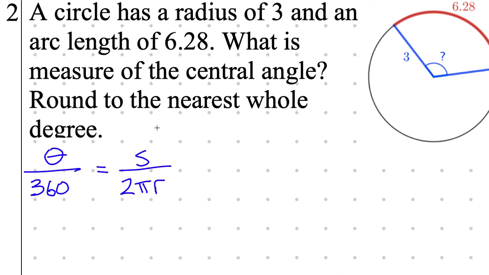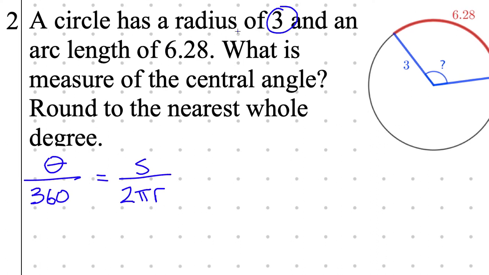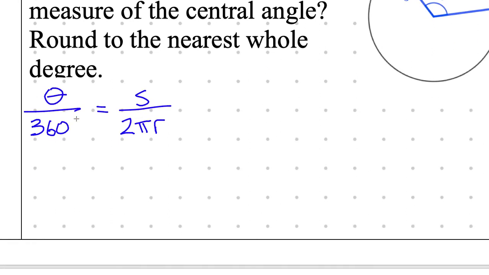Eder, go for it. What can I plug in? What do you see? I have 3 and 6.28. One of those can be plugged in. Where do they go? Three goes where? 3's R. Yeah, okay, so let's write down what Eder said for us. We have theta divided by 360 is equal to something over 2 pi, and then R is now 3.